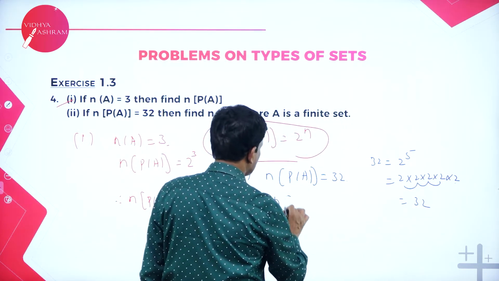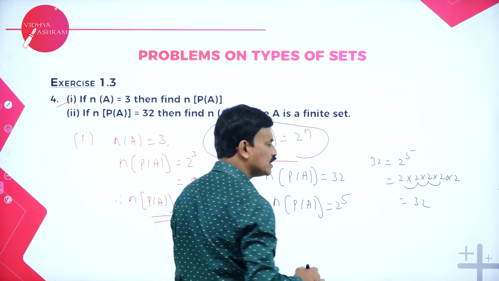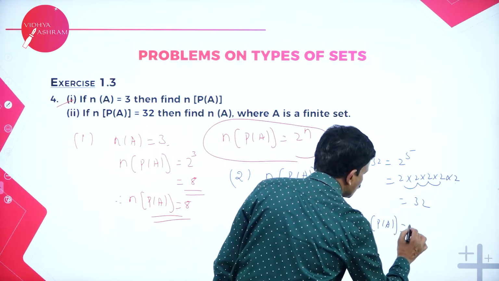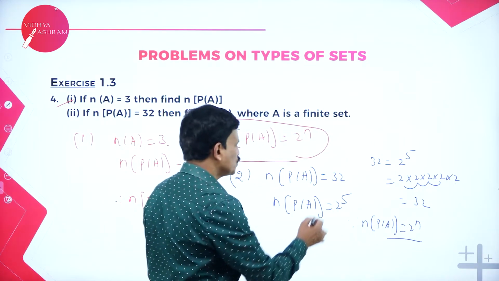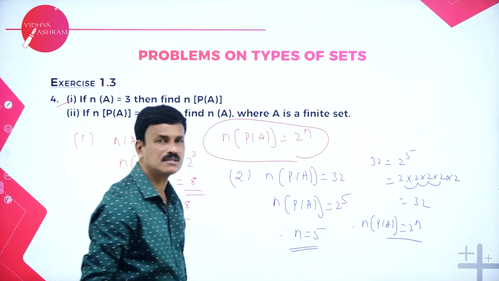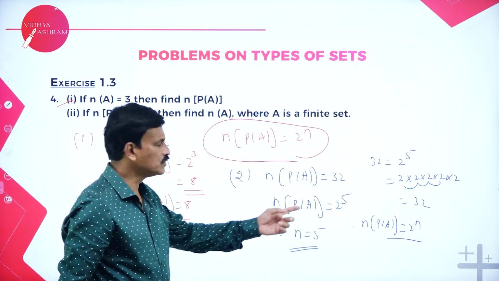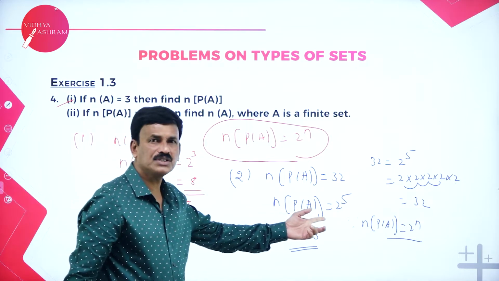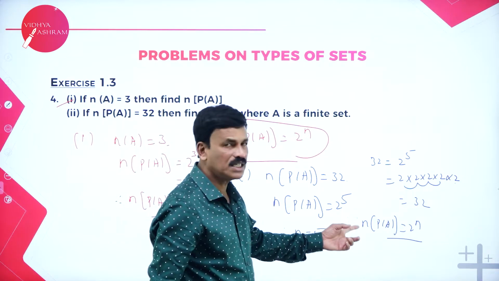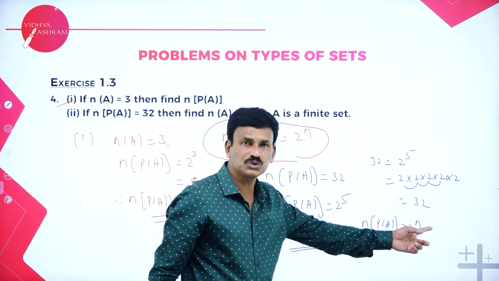So n of P of A is equal to 2 to the power of 5. Since we know n of P of A is equal to 2 to the power of n, the value of n is equal to 5. That's all. Very simple. The number of subsets is 32, so n of P of A equal to 32 can be written as 2 to the power of 5. Since we know if a set A contains n elements, then n of P of A is equal to 2 to the power of n.